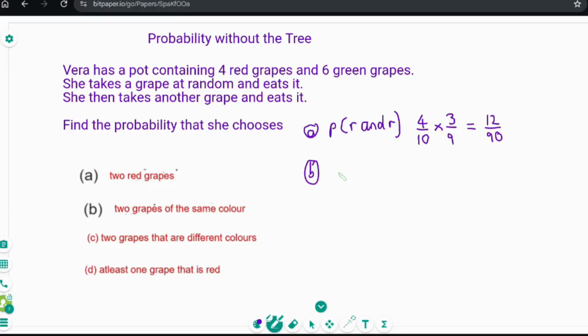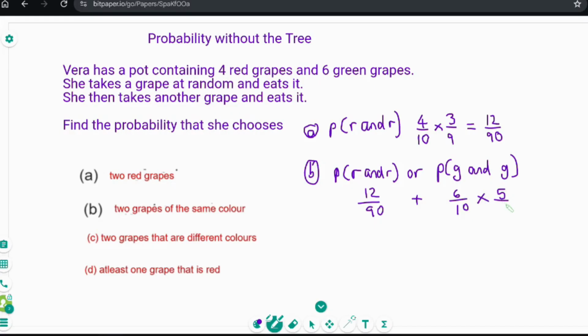2 grapes are the same colour. So grapes are the same colour. We've got a red and a red, or we've got the probability of a green and a green. So red and red, we've just worked out, or we add the green and the green. Don't forget, if you've eaten 1 green grape, there's 5 left out of 9. Just type all of that straight into my calculator. 7/15.